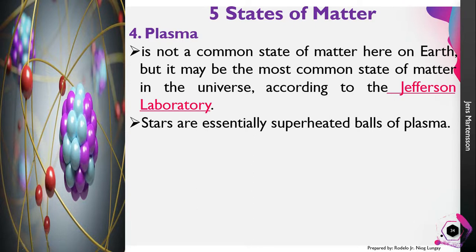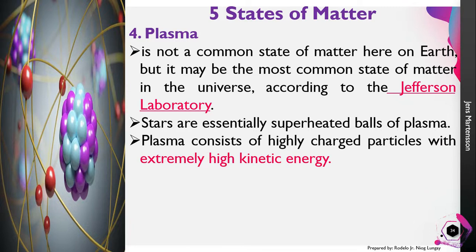Okay, the example of plasma is the stars. They are superheated balls of plasma. And plasma consists of highly charged particles with extremely high kinetic energy. Although the aurora borealis or aurora australis, they are also plasma, made up of plasma. They are made up of highly charged particles, no? And then they have extremely high kinetic energy compared to gases.